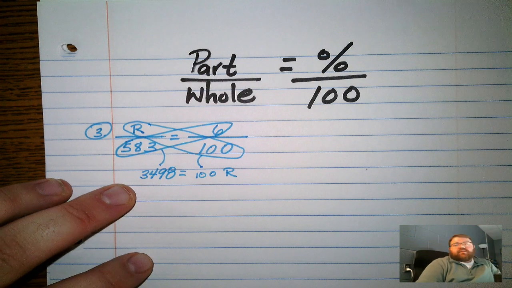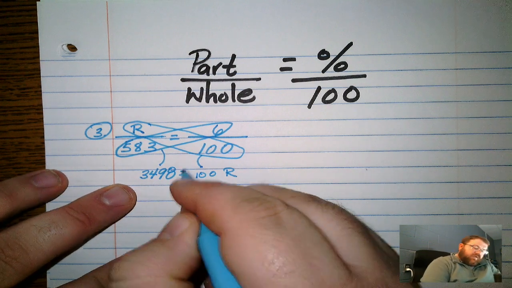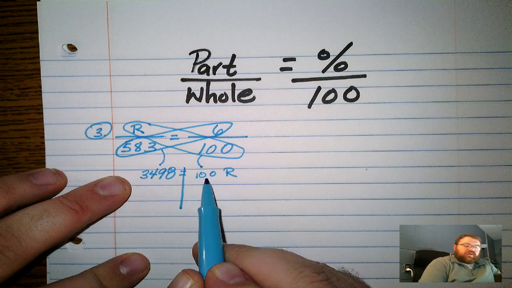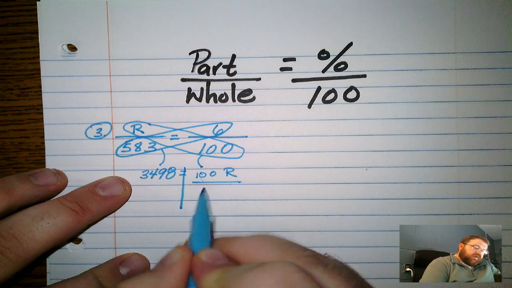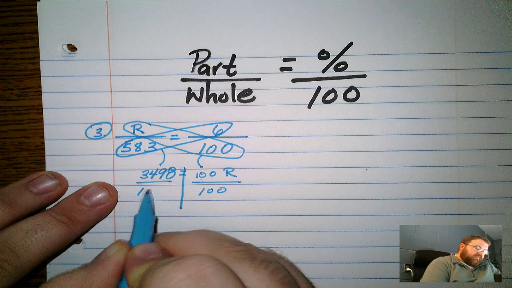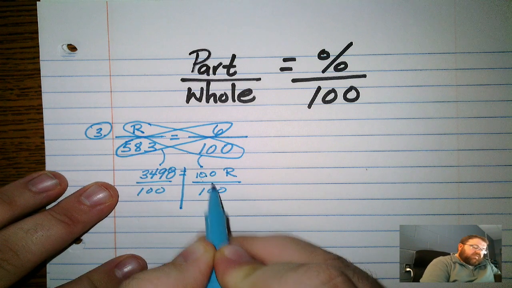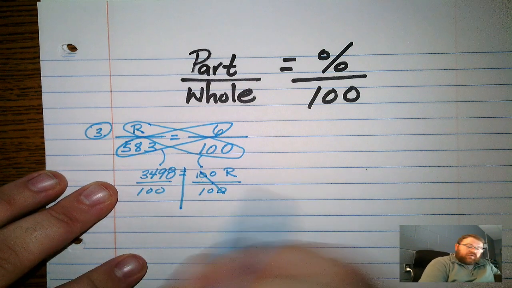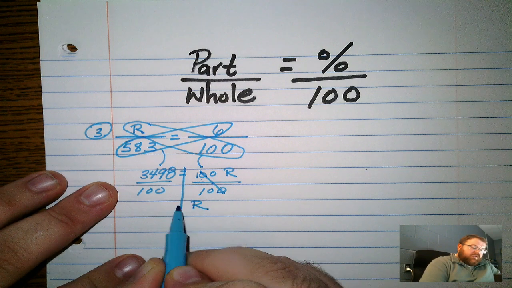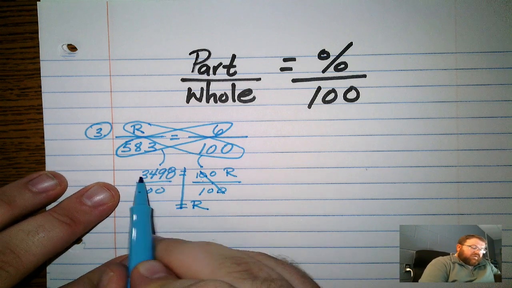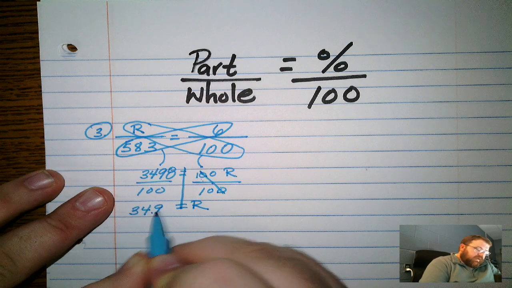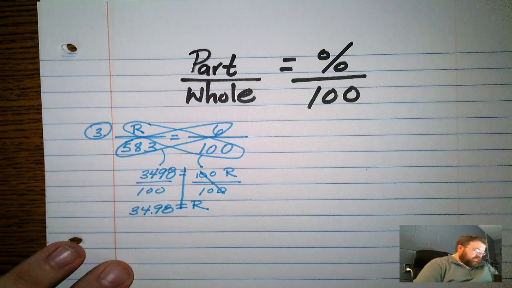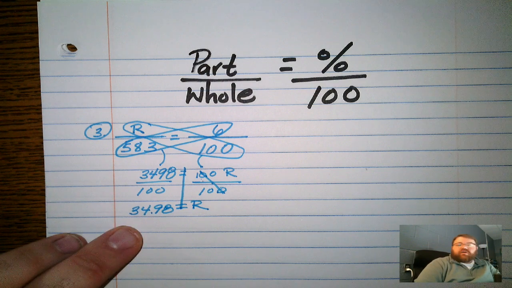Now I have a one-step equation. So you can draw your line if you want to, and you can say, well, the 100 is multiplying the R, so I'm going to divide both sides by 100. 100 divided by 100 is 1. So the way we write 1R is just R equals 3498 divided by 100 is 34.98.